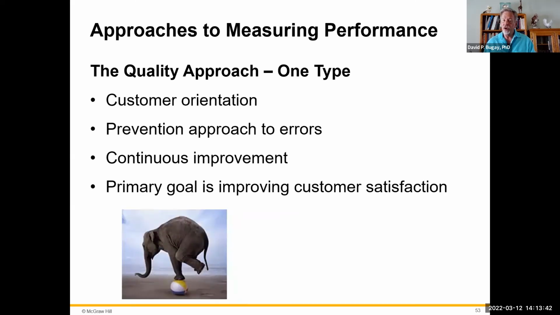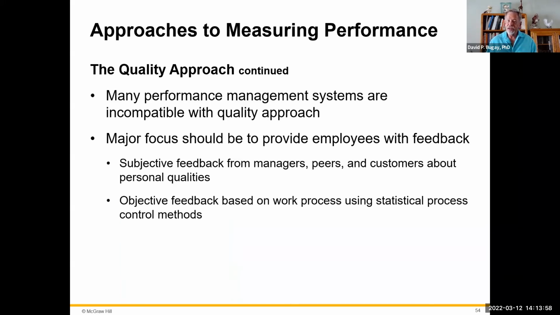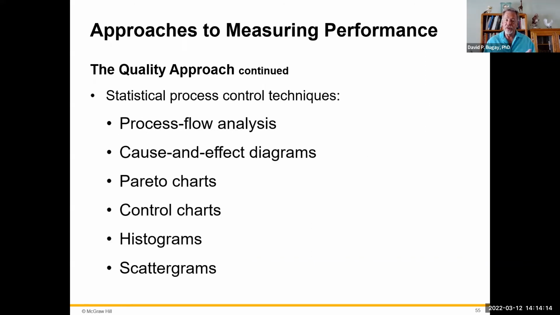Now, this one here, we call it the quality approach. Once again, customer orientation. You want a prevention approach to errors, continuous improvement. The primary goal is improving customer satisfaction. It really focuses in on data as you go through. There's only one type here, and we really talk about having subjective feedback from managers, peers, and customers about personal qualities. This dives real heavily, and you have to create a unique evaluation form for each and every single person. And then you have to sit down there and try to quantify it by gathering data as you go through. Here are some of the examples: process flow charts, cause and effect diagrams, Pareto charts as you go through.